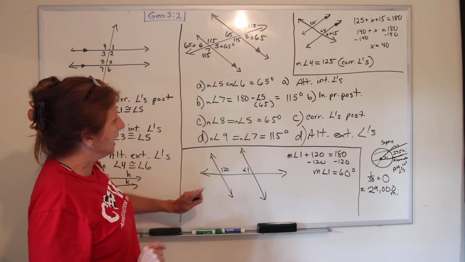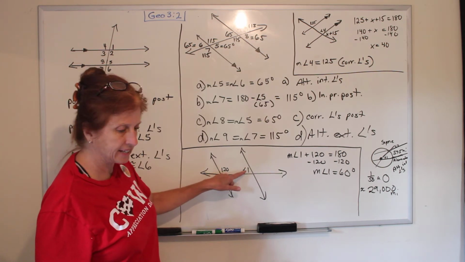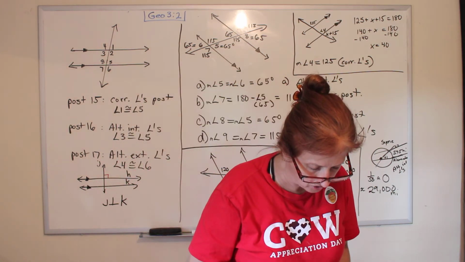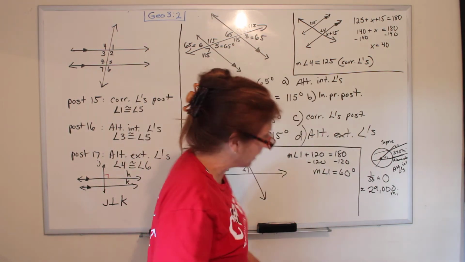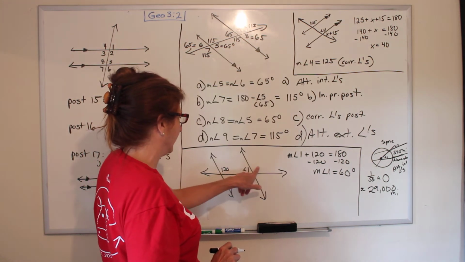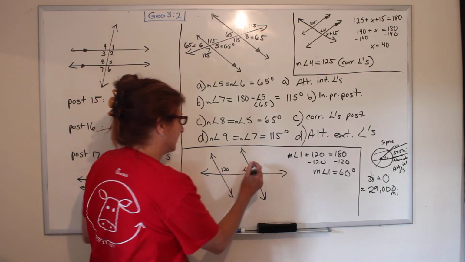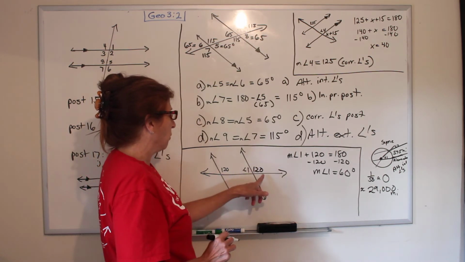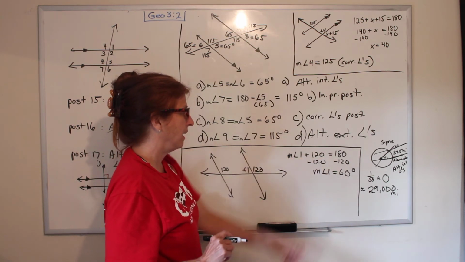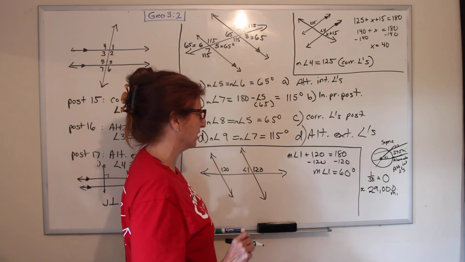All right, here's another one. We know this is 120, this is angle 1, and we are going to figure out what angle 1 is. Okay, we can tell that 120 and this angle are the same, and so this is also 120. So 120 and angle 1 make a straight line, 180, by the linear pair postulate.